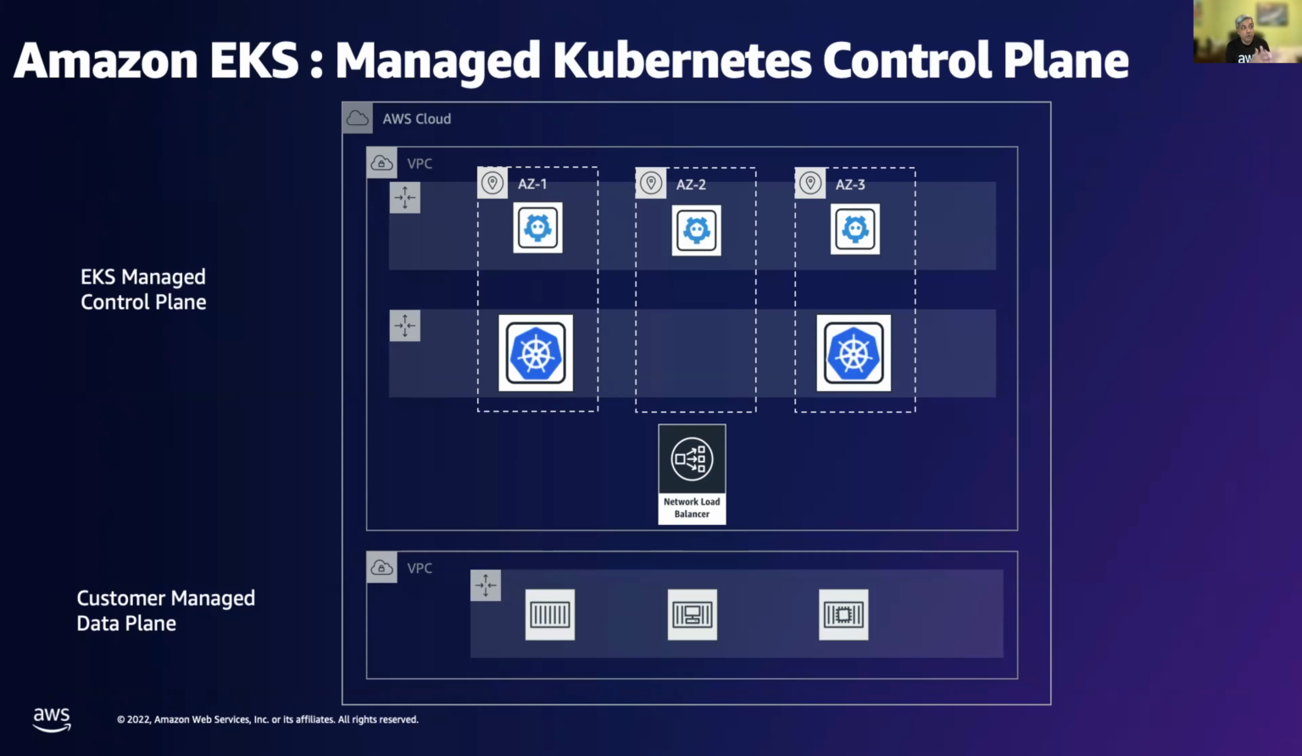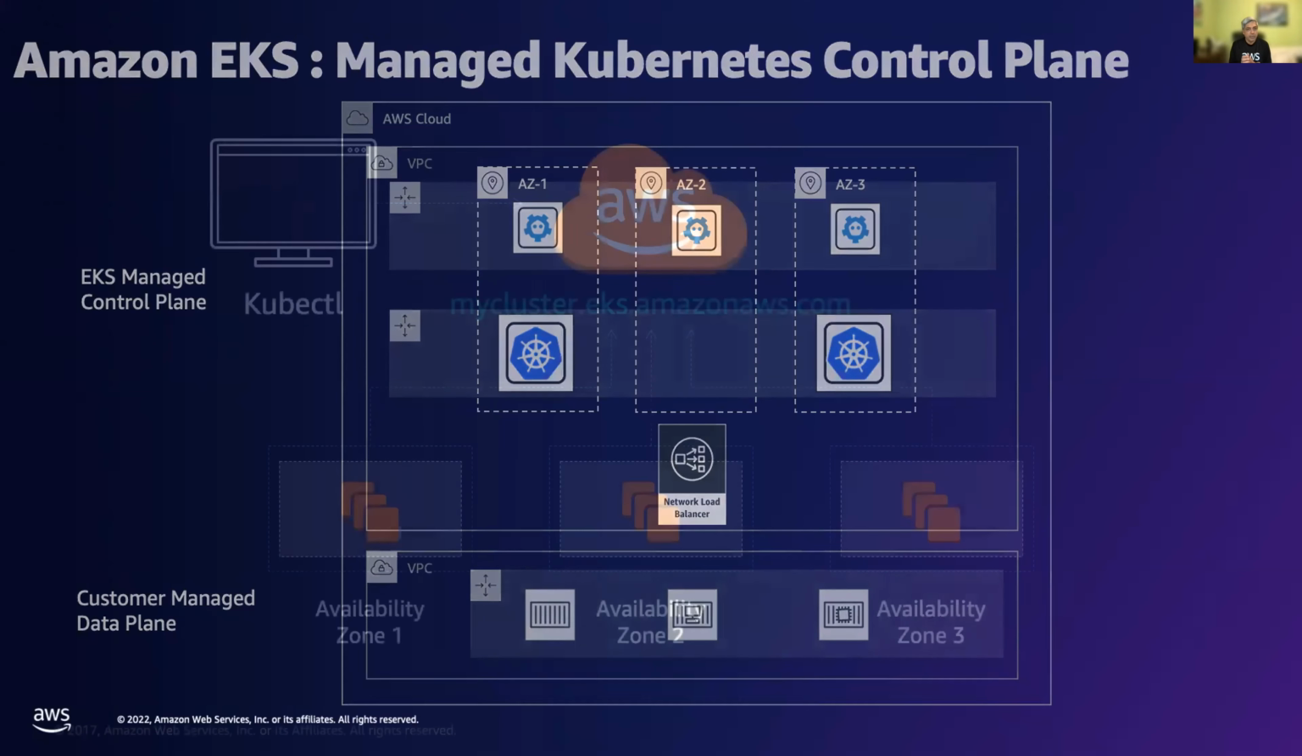So the control plane itself is spread across three availability zones. It has multiple API servers, multiple etcds, and so on and so forth. So you can see that there is a fairly robust, highly available, resilient infrastructure that we build as part of EKS, which is really the managed Kubernetes service.